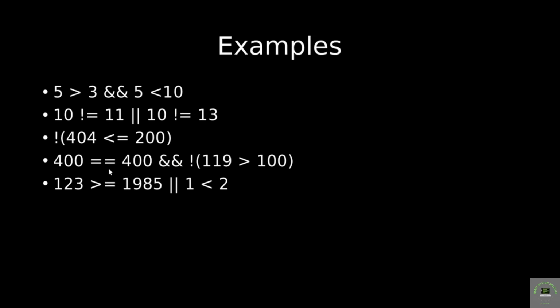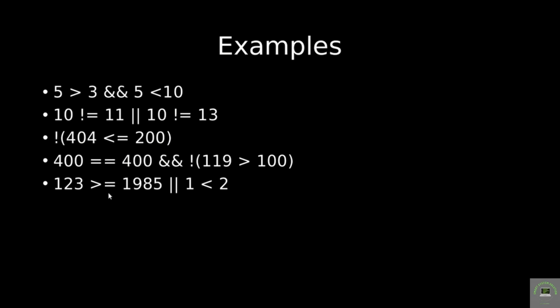Fourth example, 400 equals 400, and we have another expression on the right, 119 greater than 100, which is true, which gets reverted to false. True and false. According to AND, both of the operands must be true. We have true on the left and false on the right. Therefore, we get the simplified value as false.